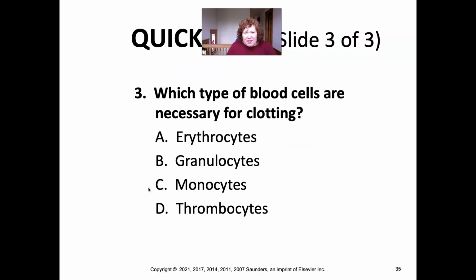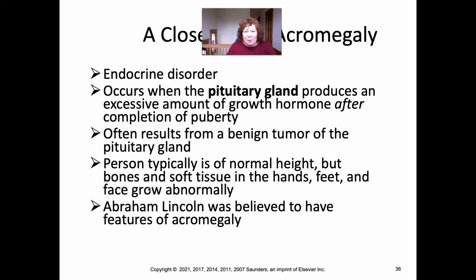So which type of blood cells are necessary for clotting? I think you can get this. We just studied it.